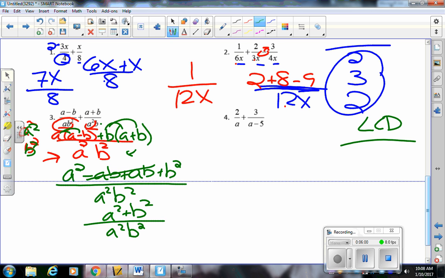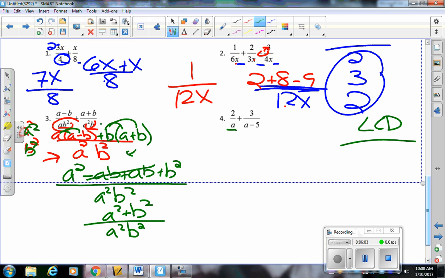So here I have an a in the first denominator. And in my second denominator, I have an a minus 5. Now, these two a's aren't the same because remember, this is attached. a minus 5 is attached as 1. So that is my LCD right there. It's a times a minus 5.